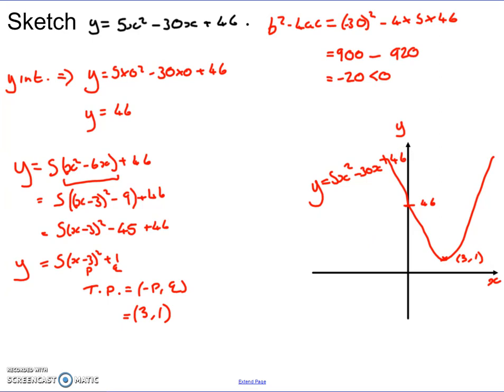Using completed square form actually is a fairly straightforward method. It allows us to do this a little bit more efficiently and quickly. But the key thing it allows us to do is deal with quadratics where there are no roots. It doesn't cut the x-axis, so it allows us to deal with these curves and still plot the graphs fairly accurately.